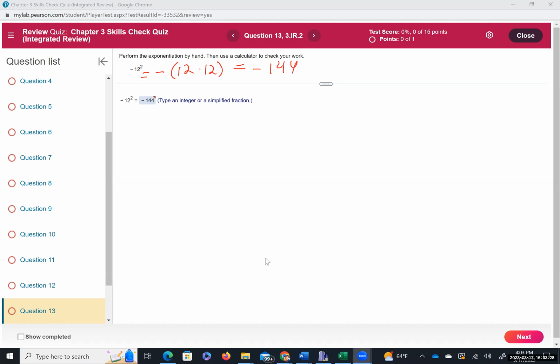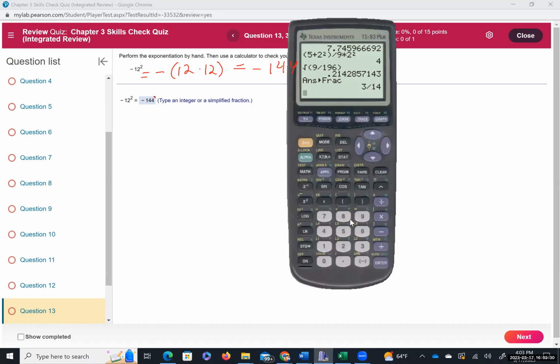But to make sure, you can do negative 12 and then square, and you get negative 144 here. So the negative here does not get together with the 12 and the square. It's outside the square. If you want to square the whole negative 12, you're going to put parentheses around negative 12, close that, and square. Then it's positive 144. So watch out for that.